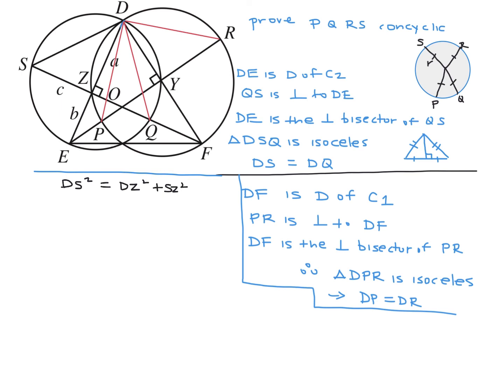Now, DE is the diameter, correct? All the way from there to there is the diameter. DE is the diameter of that circle.